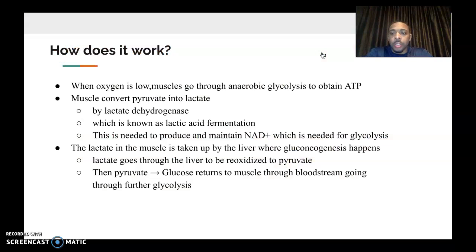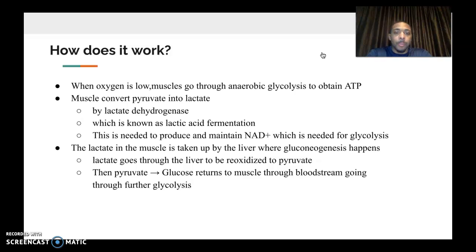The Krebs cycle and anaerobic glycolysis work when there is no oxygen or low oxygen in the muscles as they break down glucose to obtain ATP. So the muscle first must convert pyruvate into lactate. This is done by the enzyme lactate dehydrogenase, and this process is also known as lactic acid fermentation. This process is needed to produce NAD+, so the body can go through glycolysis over and over again.